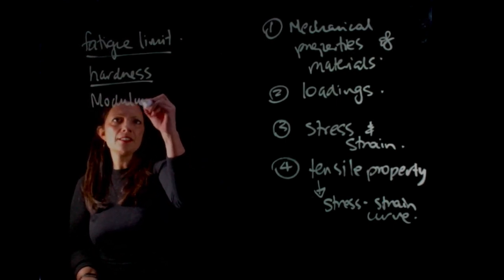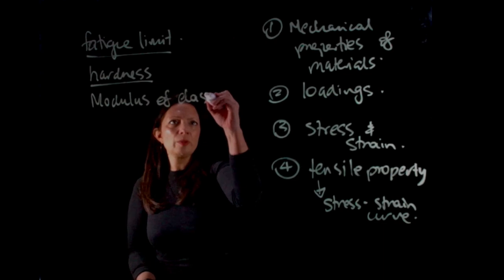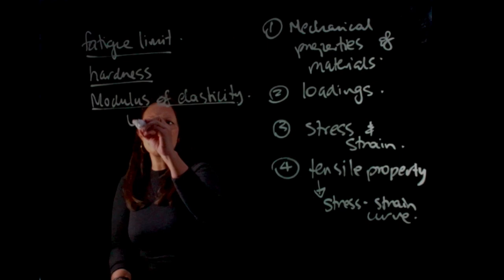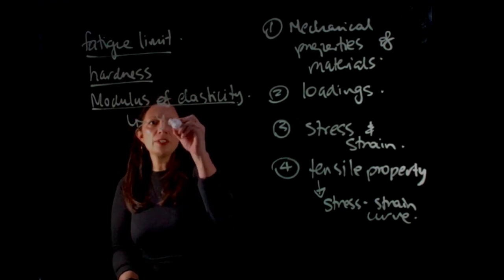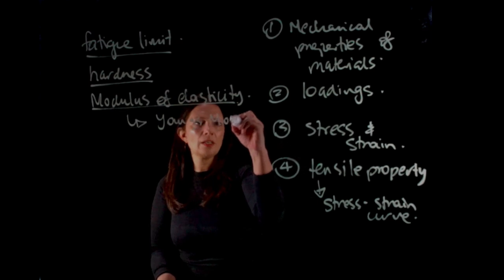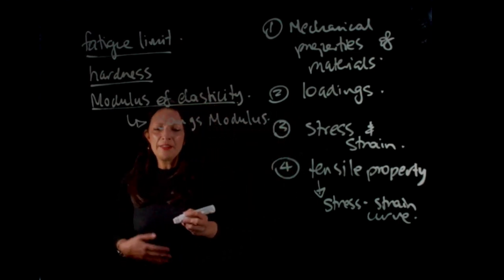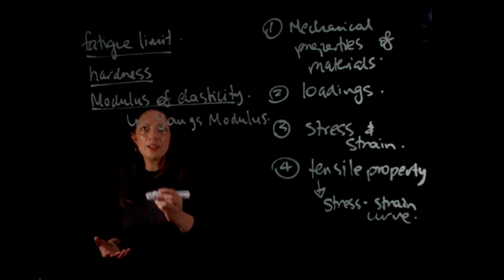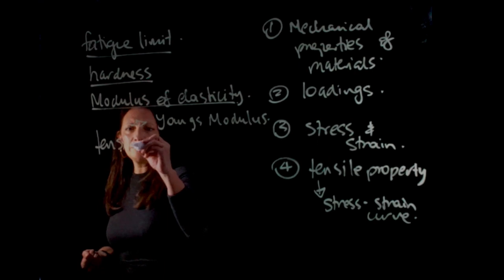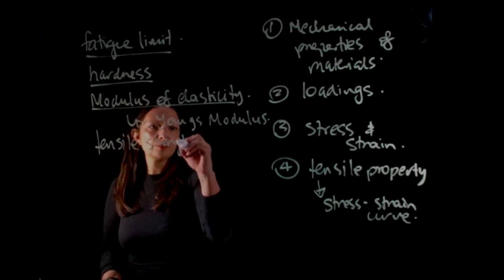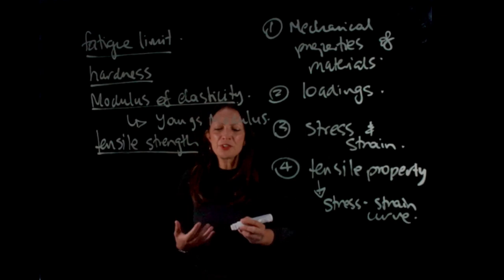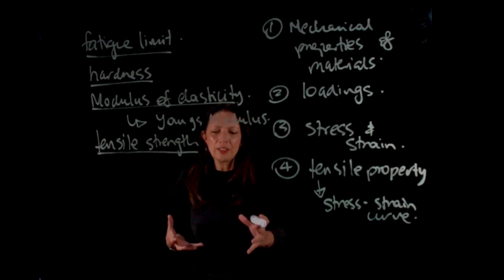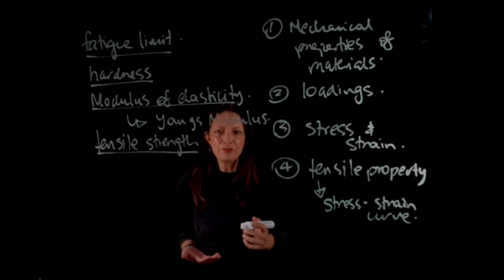modulus of elasticity, which we will go into more depth later on, but that's also known as Young's modulus. And this is a measure of the stiffness of a material in the elastic range. And we also have the tensile strength of a material. So the tensile strength looks at the forces on a body that tends to stretch or elongate the body. And we've looked at tensile forces previously.